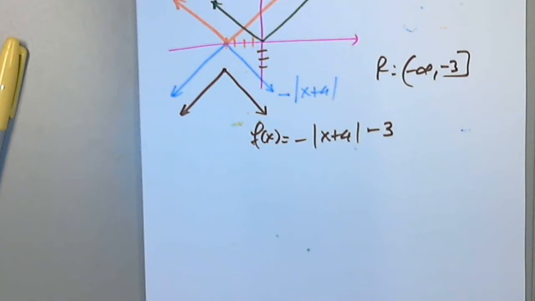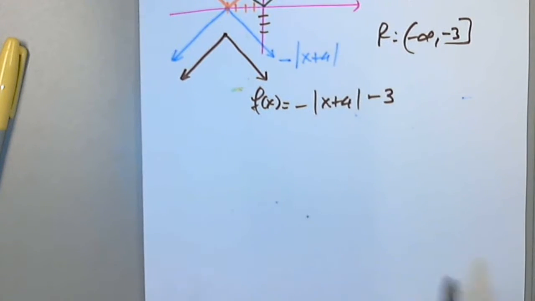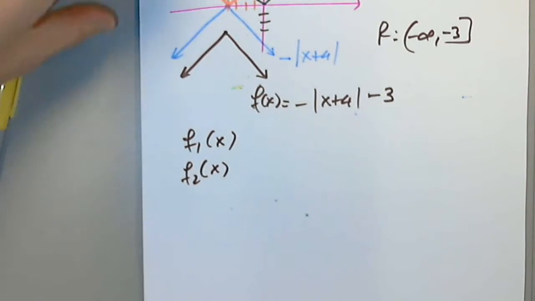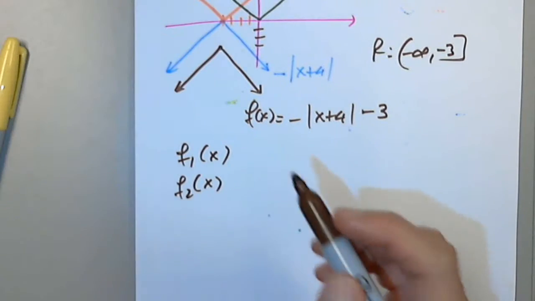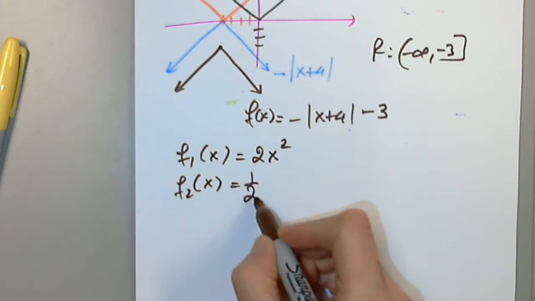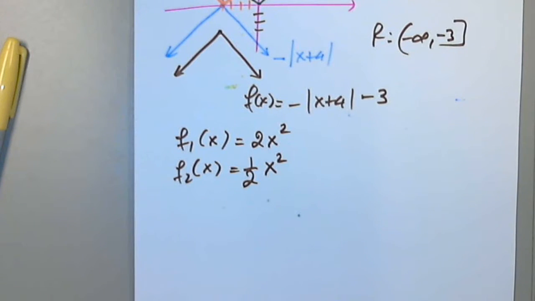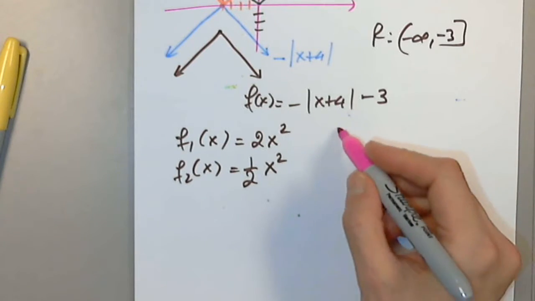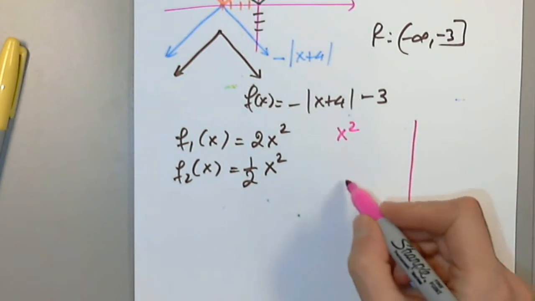Transformation. F1 and F2. Let's say 2x squared and 1/2 x squared. I'm asking, of course, the same questions always. Which base function was used to create F1 and F2? Perfect. Let's graph it.